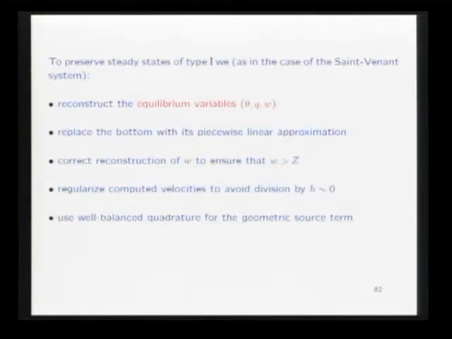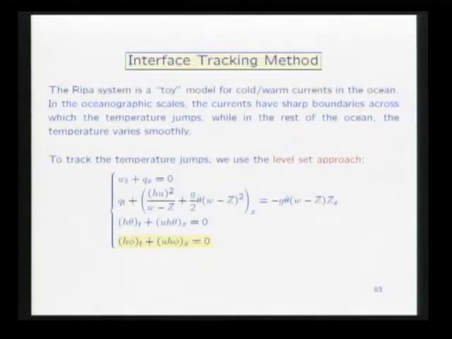So, again, for type 1 steady state, it's like the Saint-Venant system. There's nothing to add. There are some differences, but I don't want to talk about these details. But I would like to talk a little bit, I have maybe 5 minutes left, about the interface tracking method. So how do we track when we have temperature jumps?